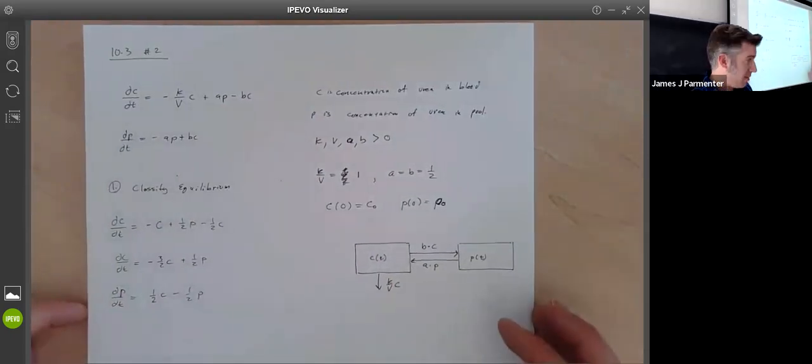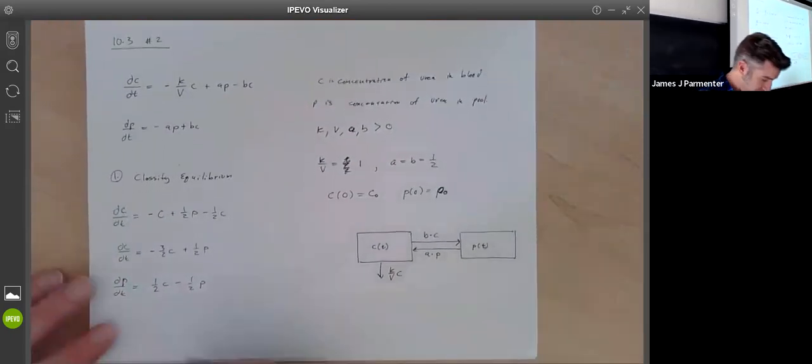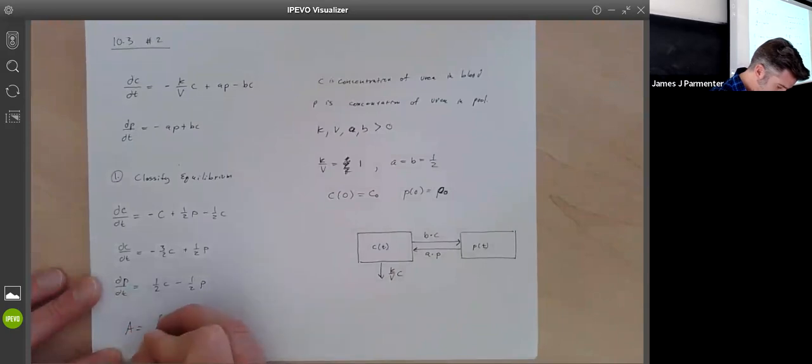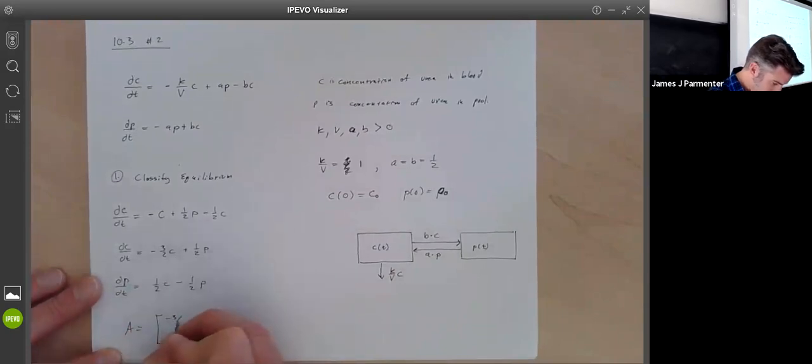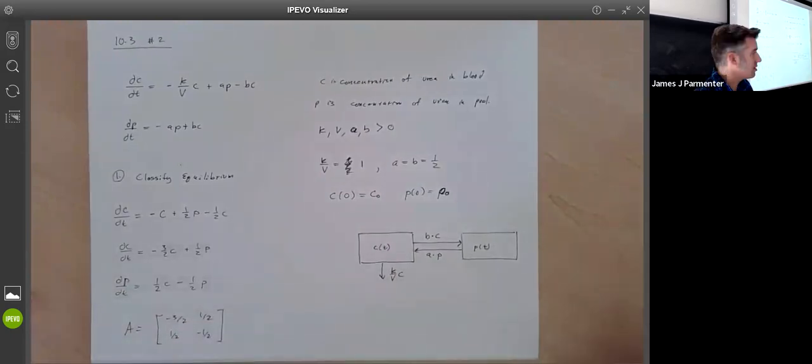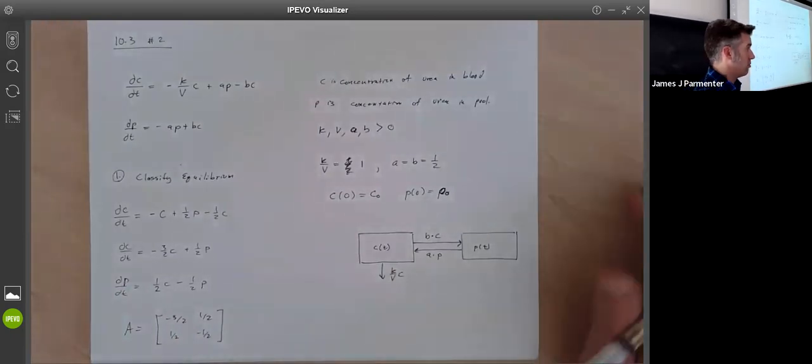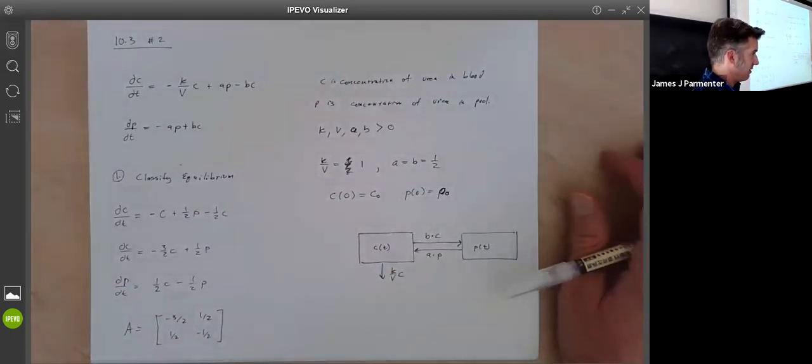Great. I can now write my matrix. So my matrix is going to be negative 3/2, 1/2, 1/2, negative 1/2. This one's actually not so terrible once you put the numbers in, right? It feels not unreasonable, I suppose.